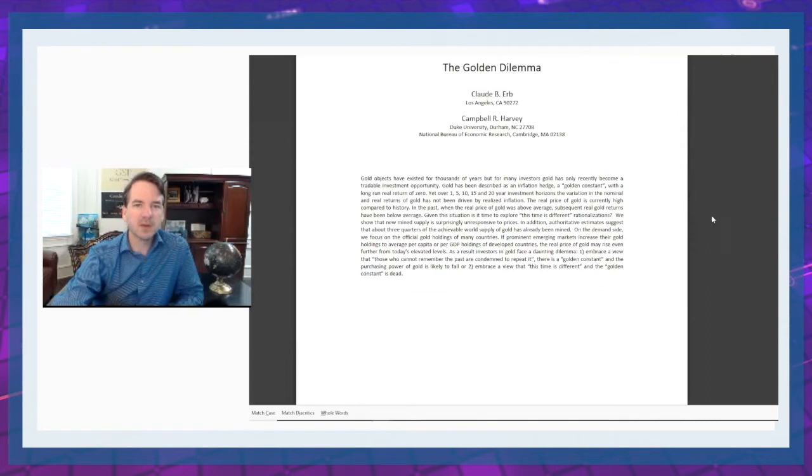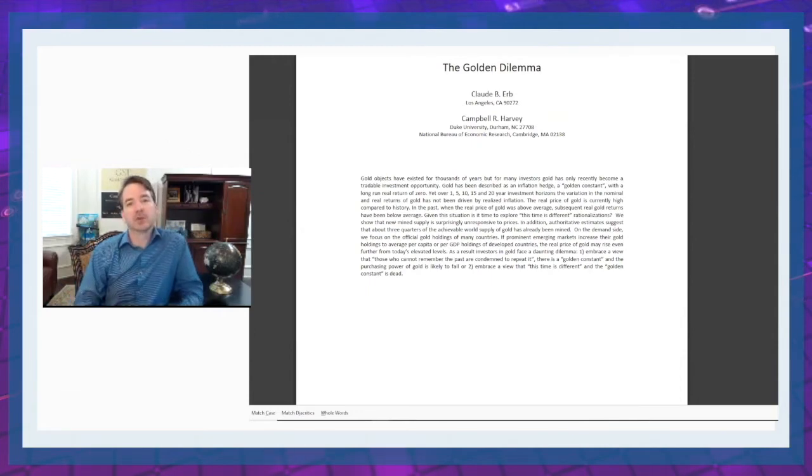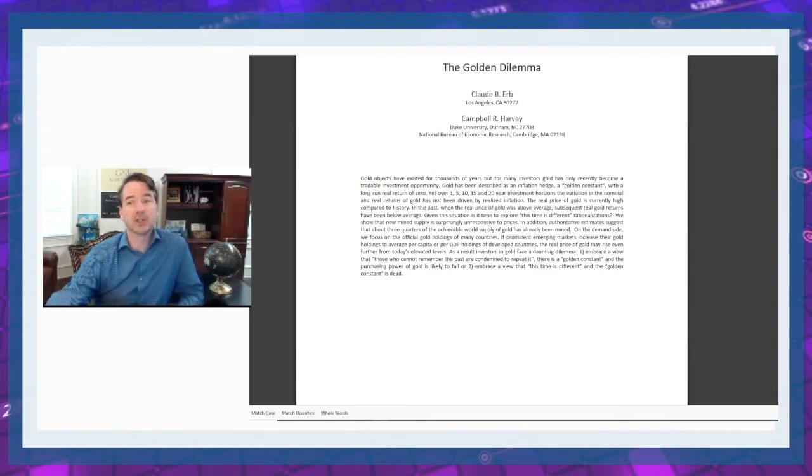There's a nice chart here, or I'm sorry, a nice paper here called The Golden Dilemma, published at Duke University, which talks about the relationship between real interest rates and gold. So let's say you're investing in bonds and it's not really giving you the returns that you want when considering real interest rates minus the rate of inflation. Well, would gold stand up well to declining interest rates?